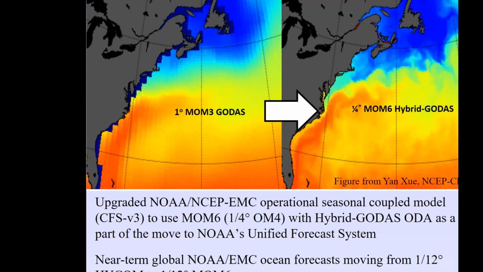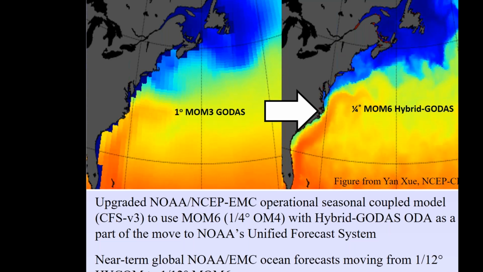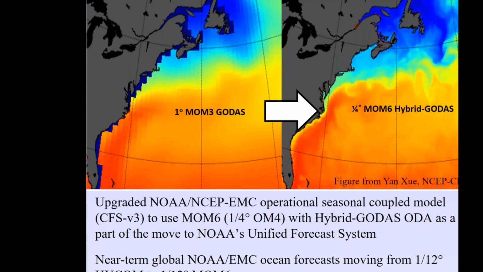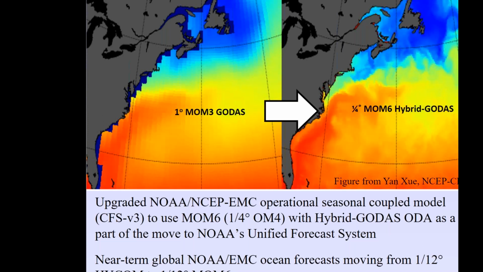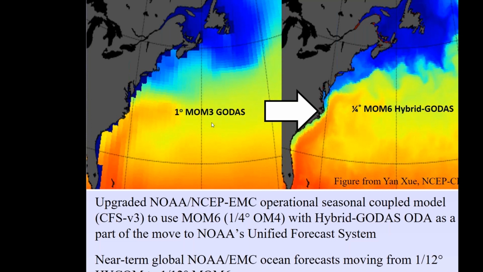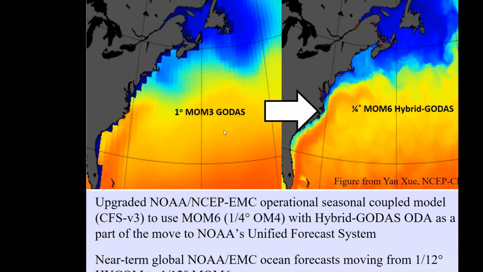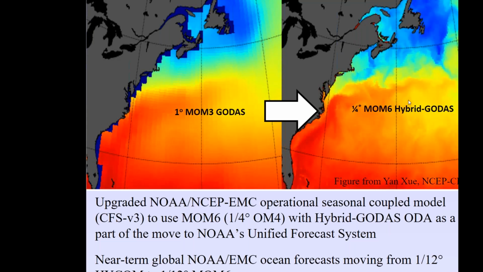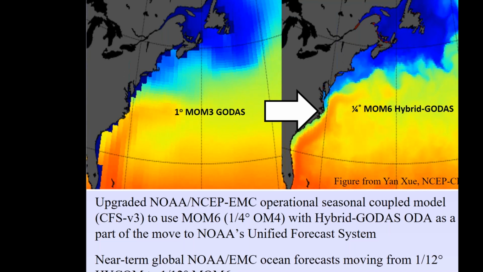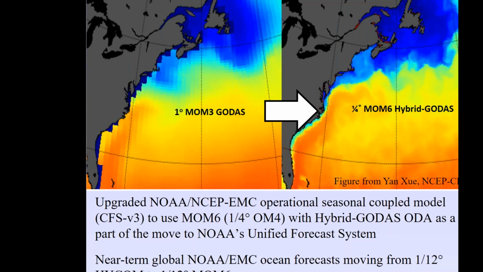Now, that's at GFDL. At the same time, this exact same OM4 1/4 degree model is something that we've handed off to EMC, and hopefully Yan will be happy that I'm still using this animation that she gave me a couple of years ago, illustrating the difference in the sea surface temperature between the previous 1 degree MOM3 with global data assimilation used for seasonal coupled forecasting in CFS v3, with a new replacement where this is using the exact same configuration as GFDL's OM4 at a 1/4 degree resolution and a new higher hybrid data assimilation system.